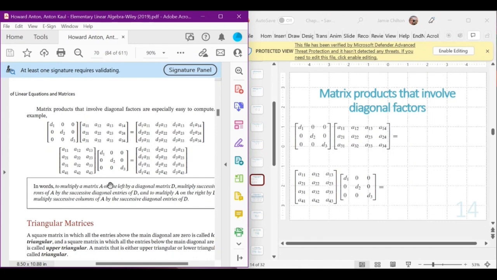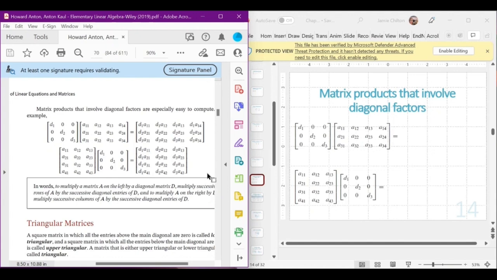Now, this one where the diagonal matrix is in the second position, what are you doing? Do you notice the pattern there? So now it's with the columns instead of the rows. So now D1 is multiplied by the whole first column. D2 is multiplied by the whole second column. D3 is multiplied by the whole third column.